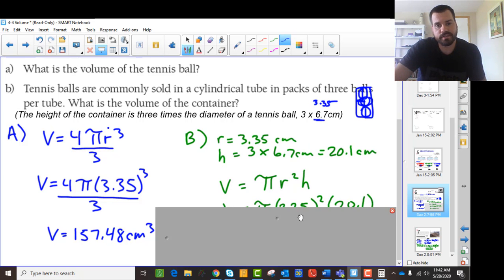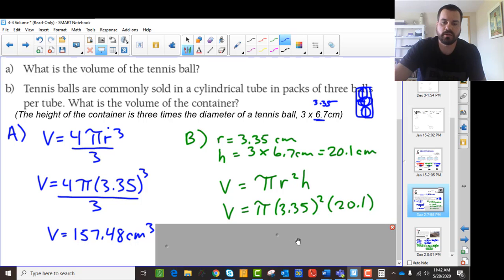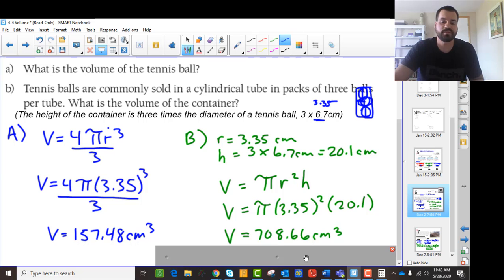And then we just fill that into our formula. So our formula says pi r squared h. So we know r is 3.35 and our height's 20.1. So we just plug those in, and then you just take your calculator out and find the answer. And I would suggest that you do this on your own. I'm getting 708.66 cubic centimeters. Okay? But it's important that you get that as well, because you need to be able to use your calculator, especially with the pi. Sometimes that throws people off, so just make sure that you're using your calculator and checking to get those answers. Hopefully that makes sense.